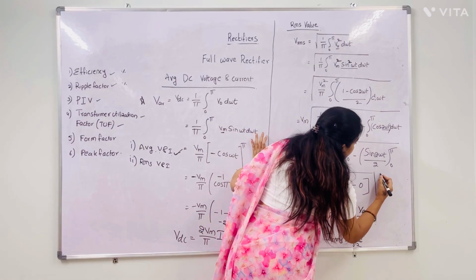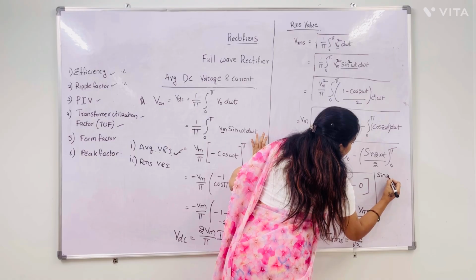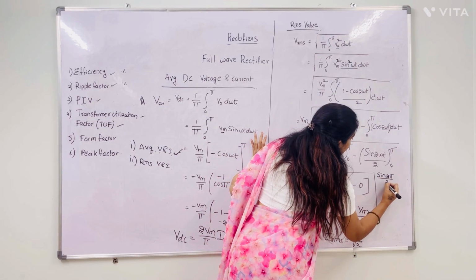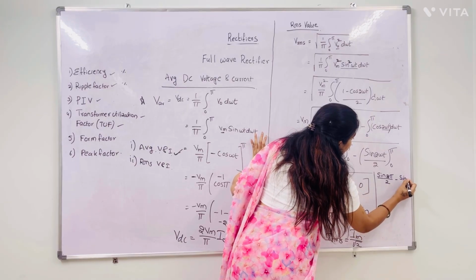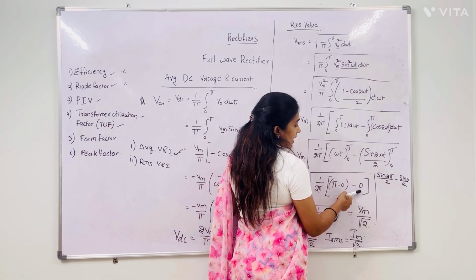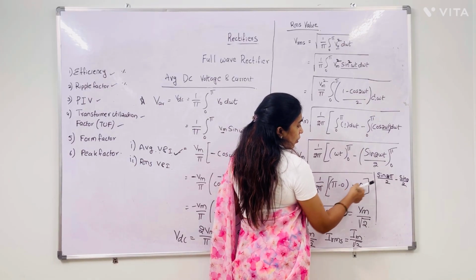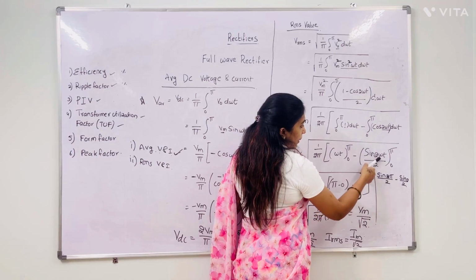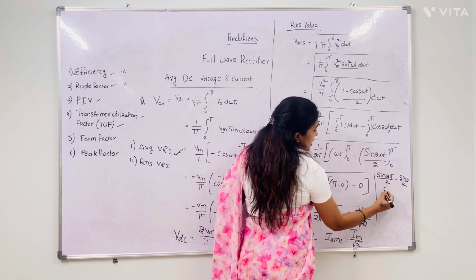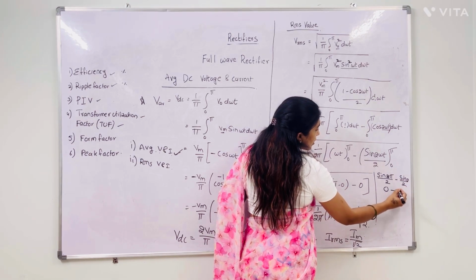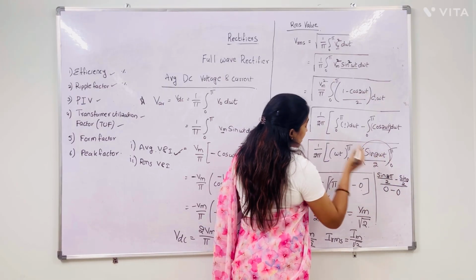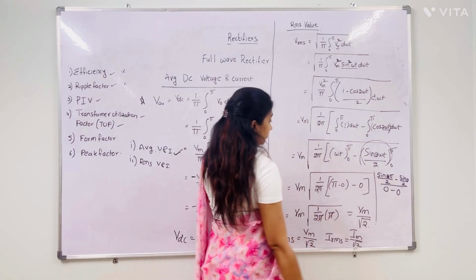How to get 0? Listen carefully. Sin 2 pi by 2 minus sin 0 by 2. Here I am taking 0 directly. How does it come? Applying the upper limit, sin 2 pi by 2 minus sin 0 by 2. Sin 2 pi value is 0, minus sin 0 value is 0. So that is why this total term is 0, and for this total term I am taking 0 directly here.